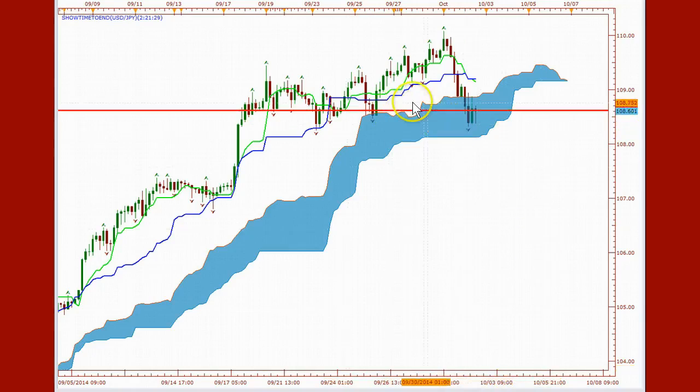And you can see right now price is inside the cloud, so that's a very good thing. When we're inside the cloud, we have the market cornered and the market has to go one way or the other. So we're looking for the market to go down, and we got a TK crossover here.